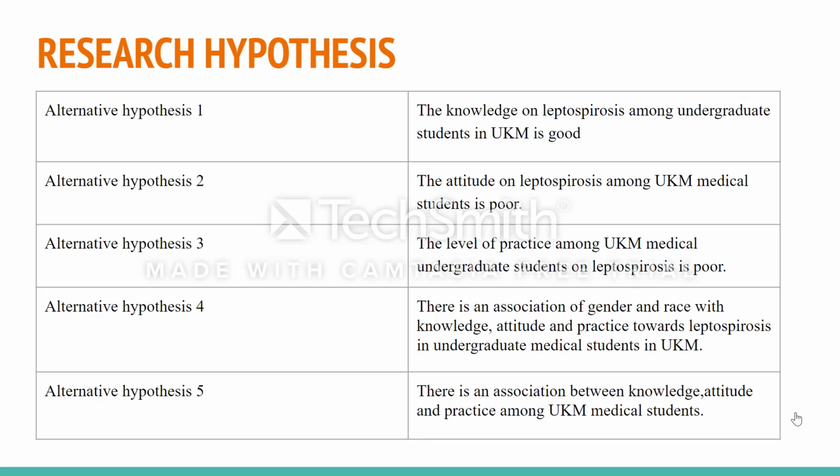There are 5 alternative hypotheses for this research. The knowledge on leptospirosis among undergraduate students in UKM is good. The second one is the attitude on leptospirosis among UKM medical students is poor. The third one is the level of practice among UKM medical undergraduate students on leptospirosis is poor. Next, there is an association of gender and race with knowledge, attitude and practice towards leptospirosis in undergraduate medical students in UKM. And the last one is there is an association between knowledge, attitude and practice among UKM medical students.